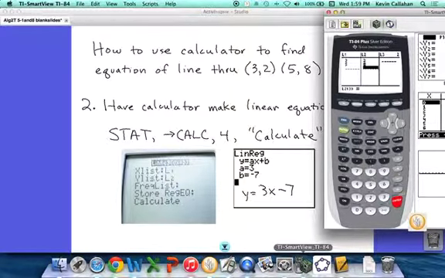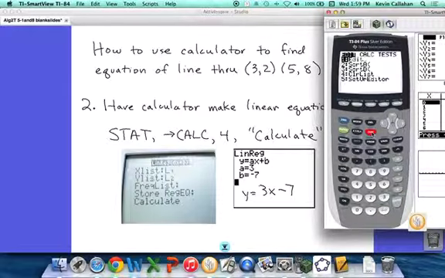Next, you're going to go to Stat again, but this time arrow over to the Calc. Right arrow over to the Calc. And you can see you're going to hit number 4, and number 4 says LinReg. The LIN is for line. We're trying to make a line that goes through these 2 points.